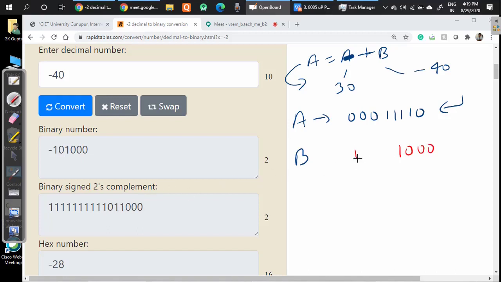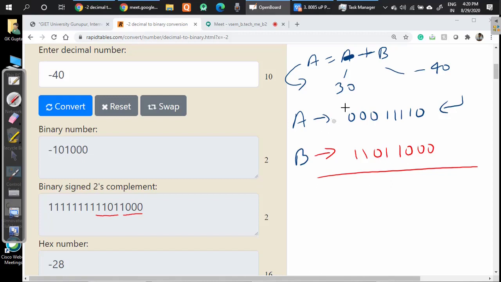Just confirm for me, guys, 1101. Have I written it correctly or not? You can also check here. Yes, I have taken these 4 bits, and then again I have taken these 4 bits. So inside the microprocessor, the A and B registers, these numbers will actually be stored in this format. I hope you are now able to visualize what is stored inside the 8085 registers.